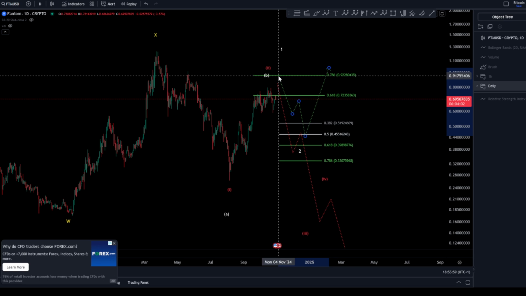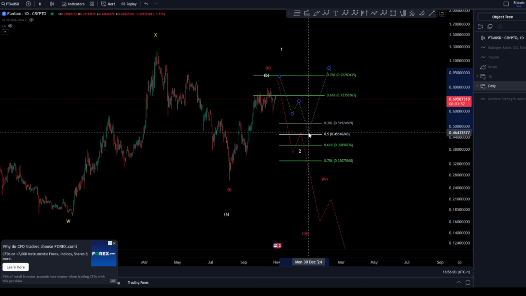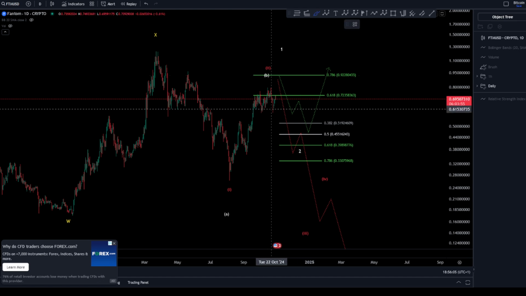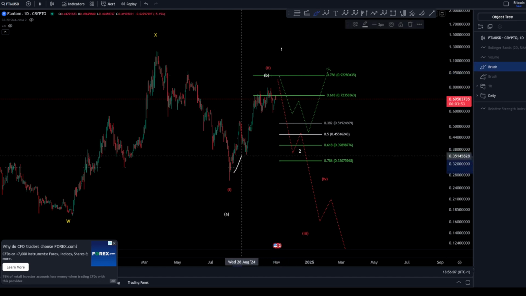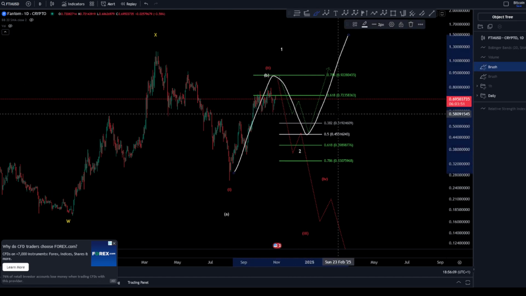Here we go. Simply extend the paths. In that case scenario, you are looking for one more wave towards the upside, and then 1 and 2, and then 3, 4, 5.